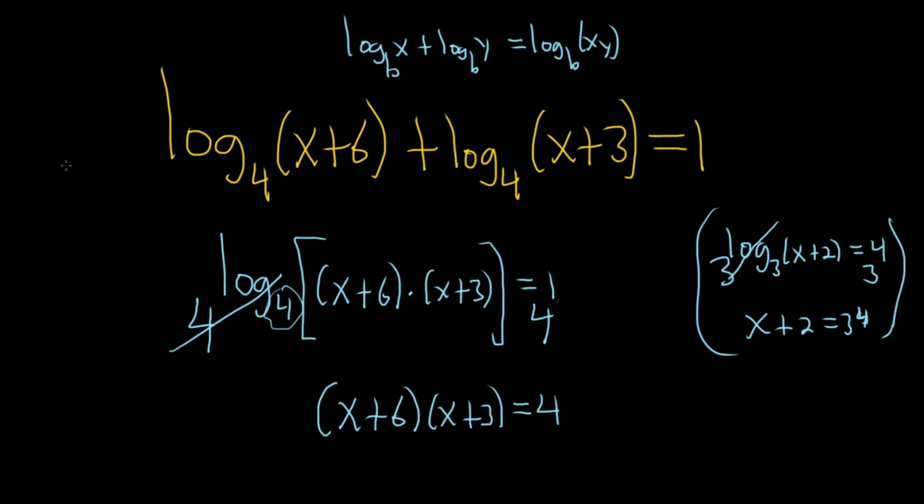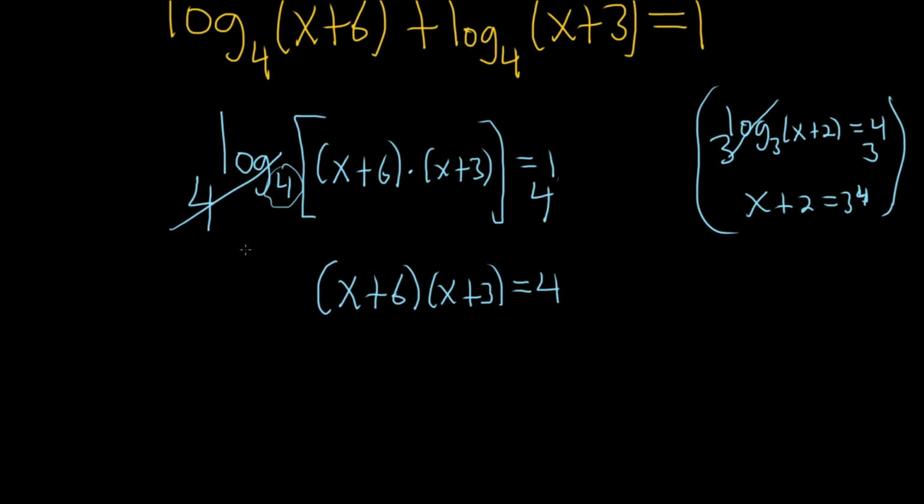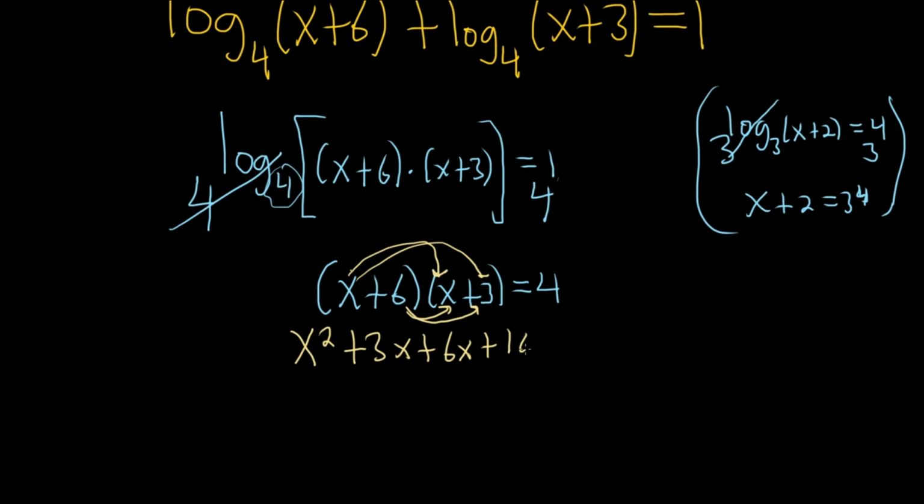All right. This is a quadratic equation. So what we'll do now is multiply everything out and set it equal to 0 and try to solve it. Let's go ahead and distribute. We'll take x and multiply by x, which gives us x squared. And x times 3 gives us 3x. Then you do the same thing with the 6. You take the 6 and multiply it by both of these. So it'll be 6x, and then 6 times 3 is 18. And this is equal to 4.